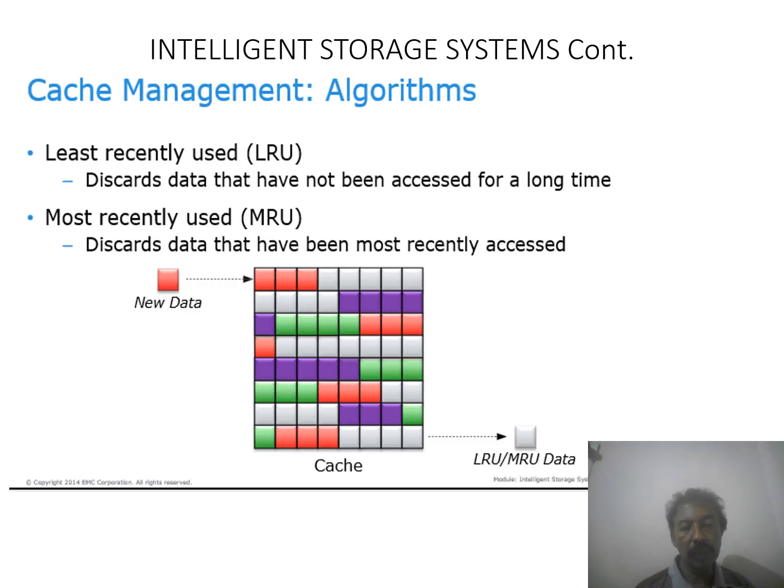Then next, how cache management algorithms work. First, two algorithms we are discussing: least recently used, LRU, and most recently used, MRU. As their names imply, in LRU the data that is least recently used is removed from cache, and in MRU the most recently used data is removed.